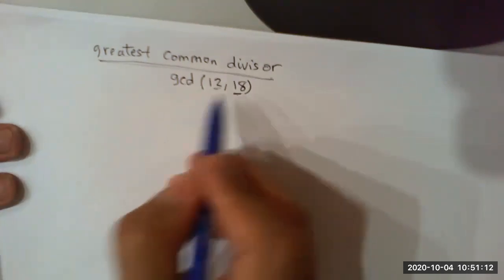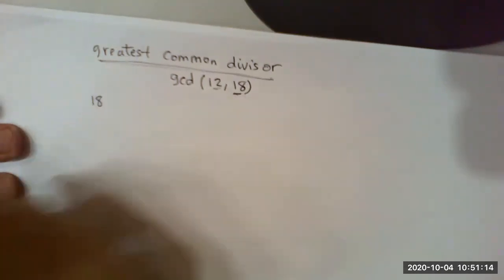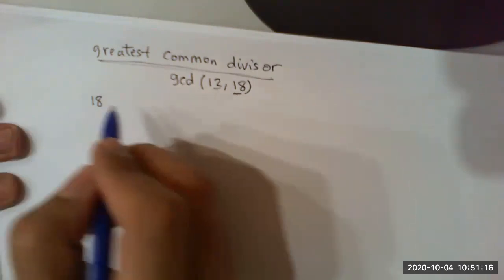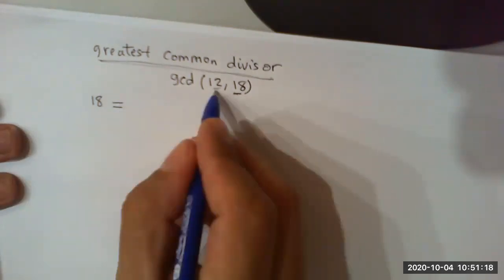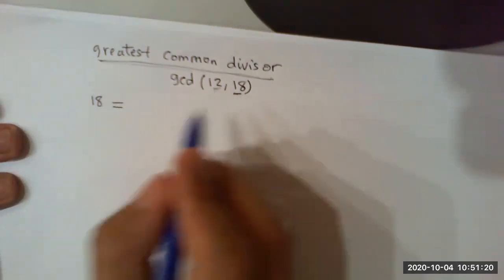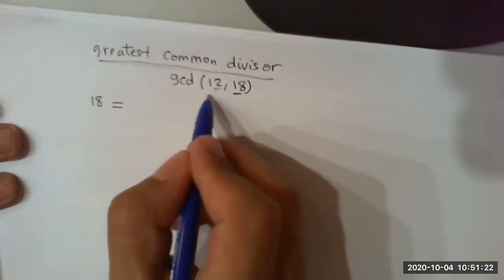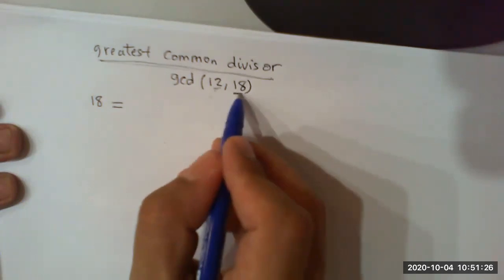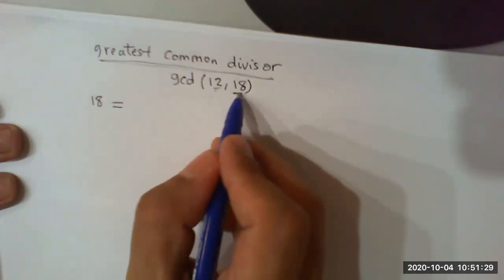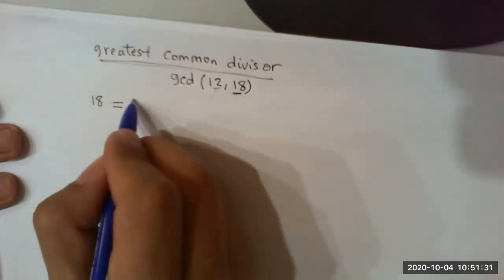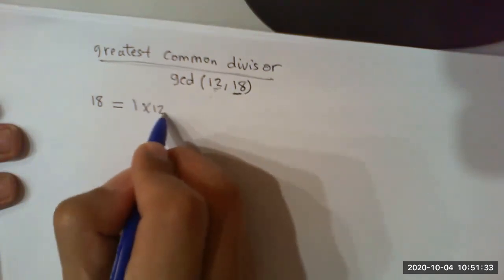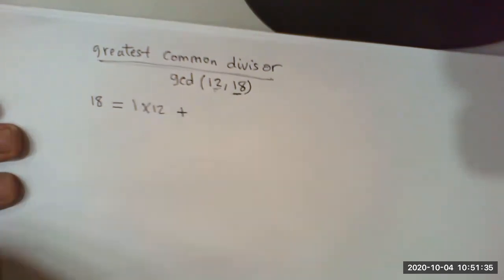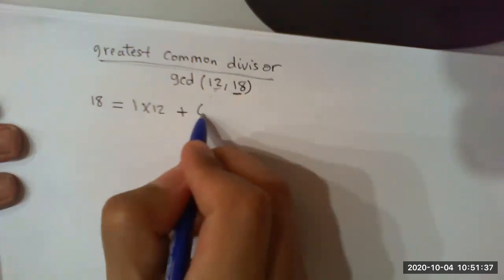You write the biggest number here, 18. 18 equals how much of 12? If I multiply 2 by 12, it's going to be 24, but 24 is greater than 18. So the only way is 1 multiplied by 12, plus 6.